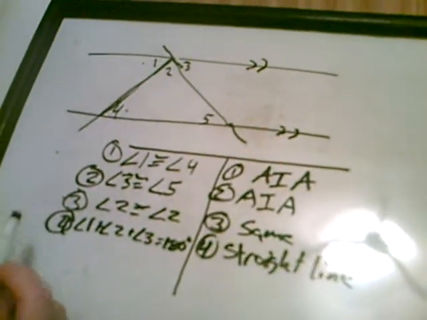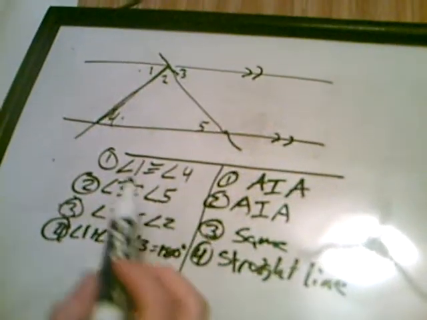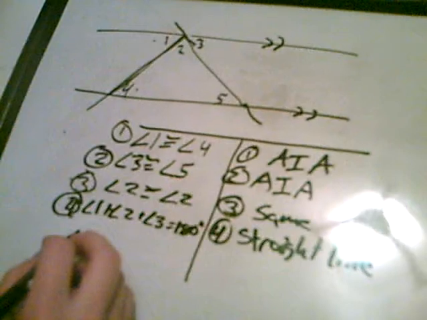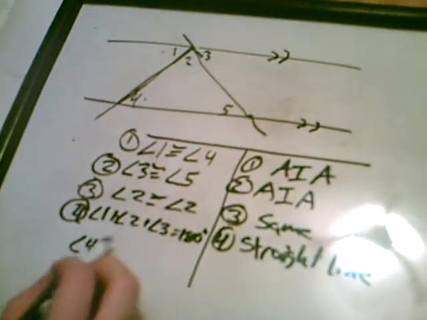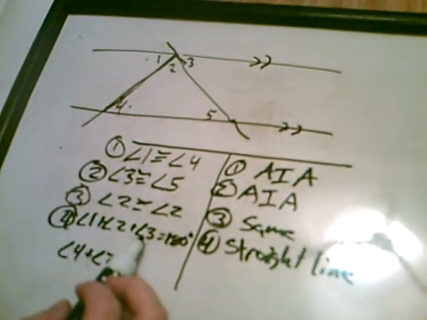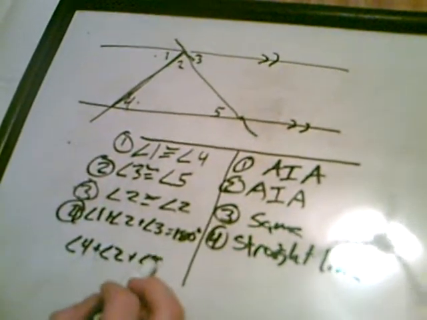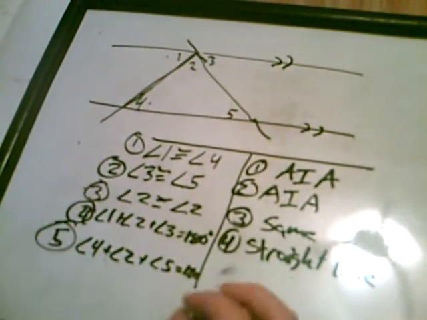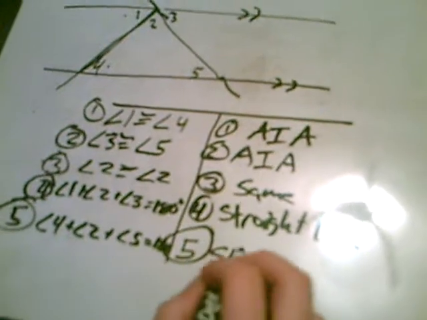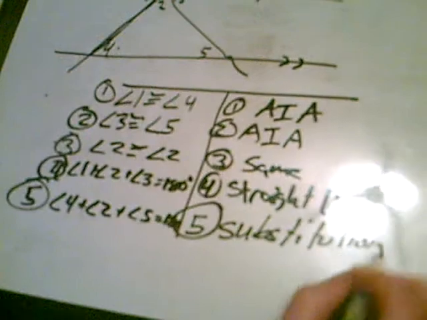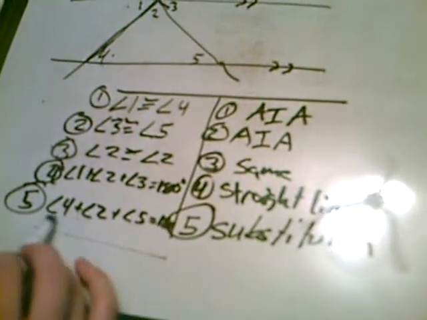Now we're going to substitute these in. We know that angle 1 equals angle 4, so here we're going to sub in angle 4. Then here, angle 2 is congruent to angle 2, so we're going to sub in angle 2. And we know angle 3 is congruent to angle 5, so angle 5 equals 180 degrees. We can say that because of substitution. And that's exactly what we wanted to say: angle 2 plus angle 4 plus angle 5 is 180 degrees.